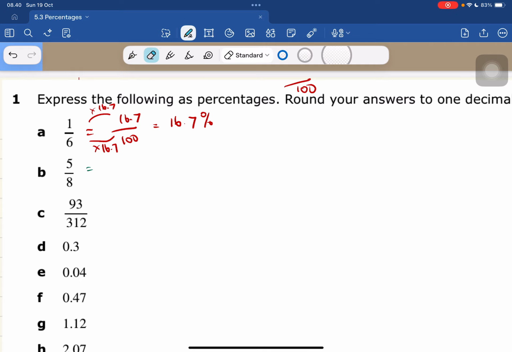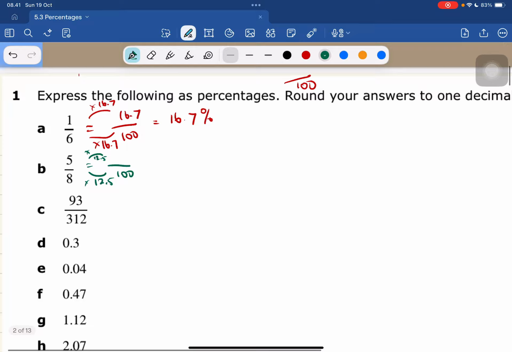Next we got 5/8. So we need to make it again over 100. So 8 multiplied by what number makes 100? We can check it by 100 divided by 8. So this is 12.5. So 5 also we need to multiply by 12.5. So 12.5 multiplied by 5 is 62.5. As we got over 100, this means 62.5%.